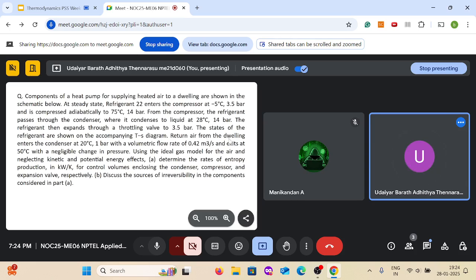Return air from the dwelling enters the condenser at 20 degrees Celsius and 1 bar with a volumetric flow rate of 0.42, and exits at 50 degrees Celsius with a negligible change in pressure. Now, neglecting potential and kinetic energy, we need to find the rate of entropy production in the condenser, compressor, and expansion valve, and discuss the sources of irreversibility in the components.